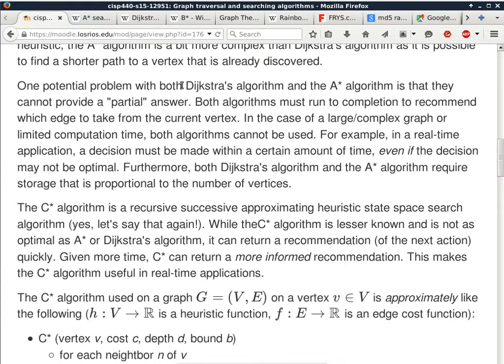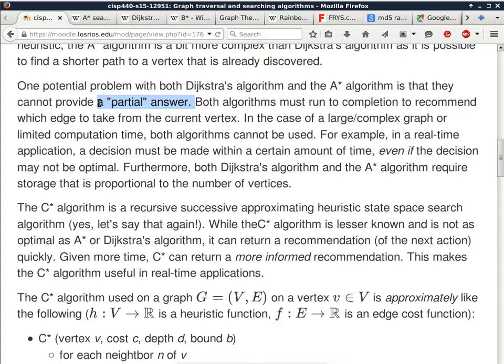So here we get to this part. One potential problem with both Dijkstra's algorithm and the A-star algorithm is they cannot give you a partial answer. The problem of not giving you a partial answer is what if your graph is really, really big and you have a real-time requirement. In other words, this is a robotic application where you do have to do something before a certain time is up. Dijkstra's algorithm, before it completes, cannot give you any recommendation. It will just say processing. I don't have a recommendation for you. The A-star algorithm is the same way.